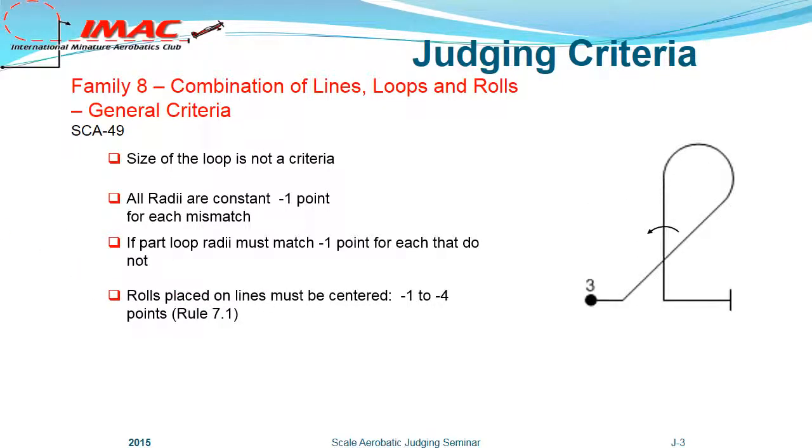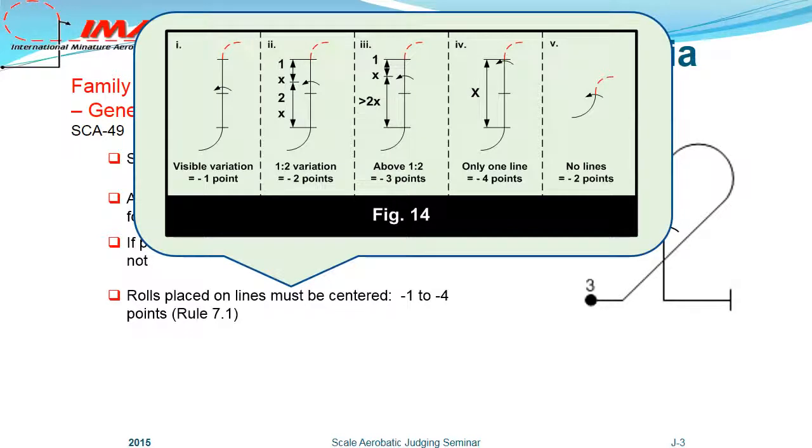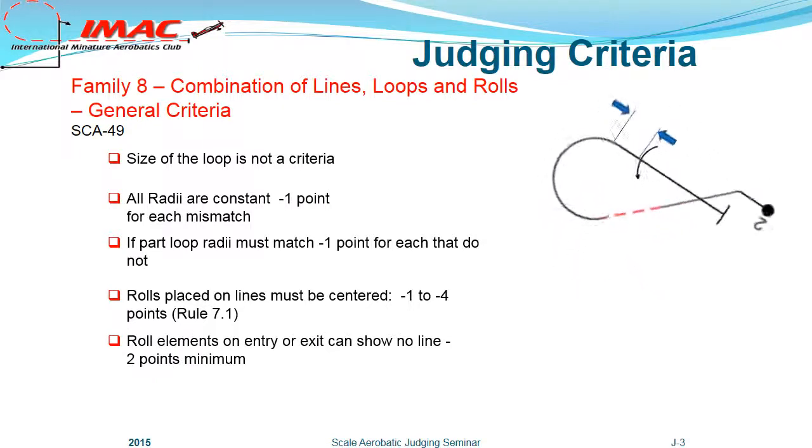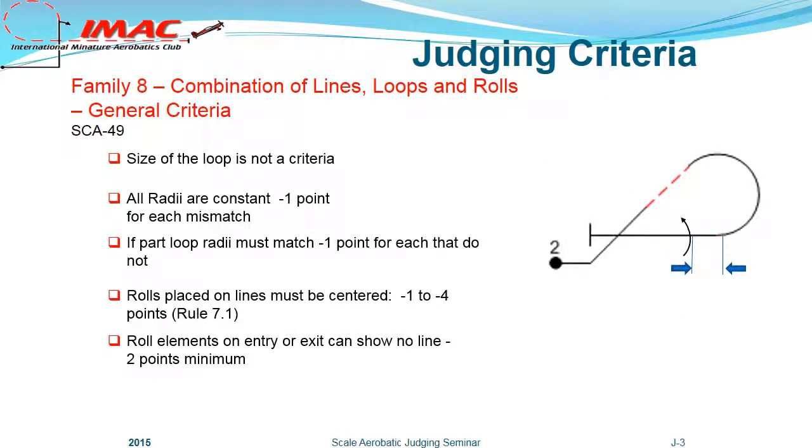Roll elements can be added on interior lines and must be centered. A deduction of 1 to 4 points is required using Figure 14 in Rule 7.1 as a reference. If rolling elements are added at the entry or exit of the figure, there must be no line between the roll and the loop. Such a line would require a minimum 2-point downgrade. In addition, the roll and loop must be distinct, not allowing any overlap in these portions of the figure. Any overlap should be downgraded at 1/2 point per 5 degrees.